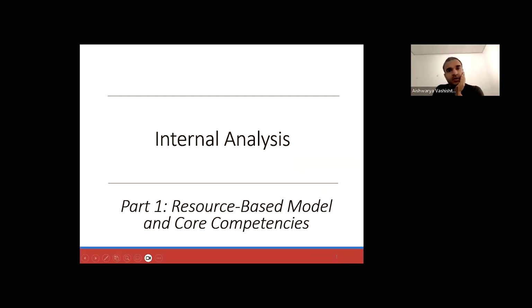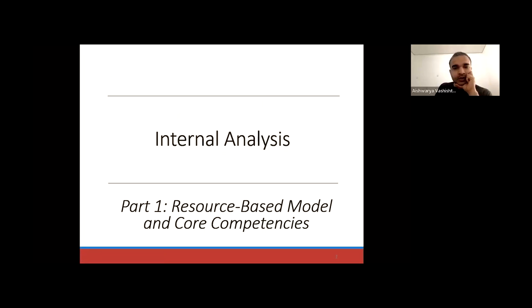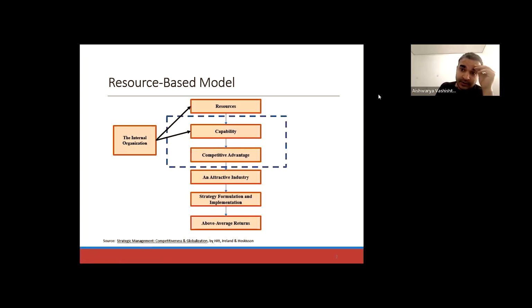So in the previous chapter we saw external analysis. Why is it important? How is it to be done? Today we'll see internal analysis. Internal analysis is basically a resource-based model.